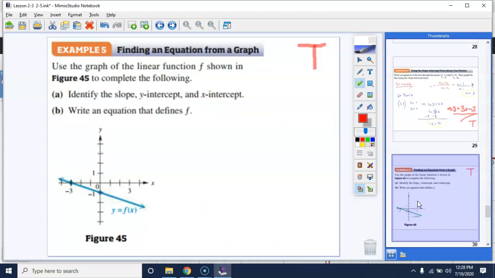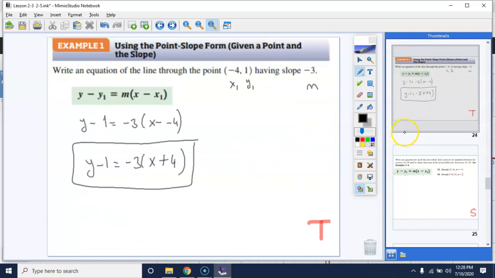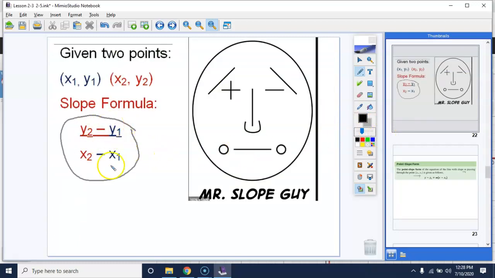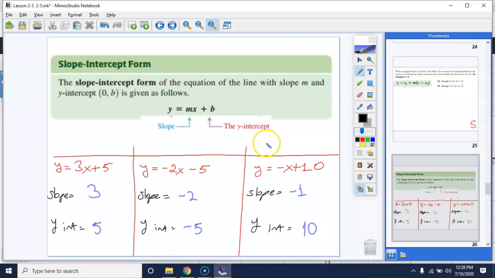And here we are. Next question. Use the graph to answer the following. Identify slope, y-intercept, x-intercept, and write the equation. Alright, let's find the slope. And slope is m, right? Remember the slope phase all the way up here. I've got the formula here, and I'm going to do this.